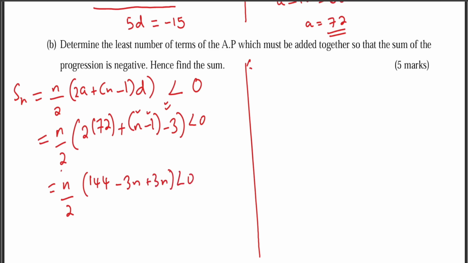I can remove the 2 by multiplying both sides by 2. But 0 times 2 just remains to be 0. So I just remain with n into bracket 144, this is minus 3n, this is positive 3. So minus 3n plus 3. So basically I know that 144 plus 3 gives me 147. So I remain with 147 minus 3n.